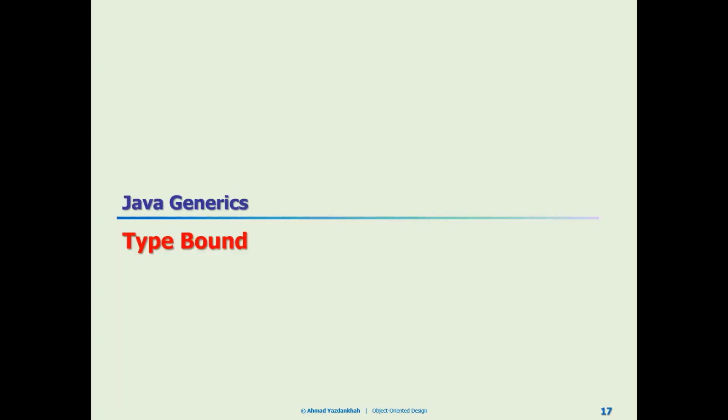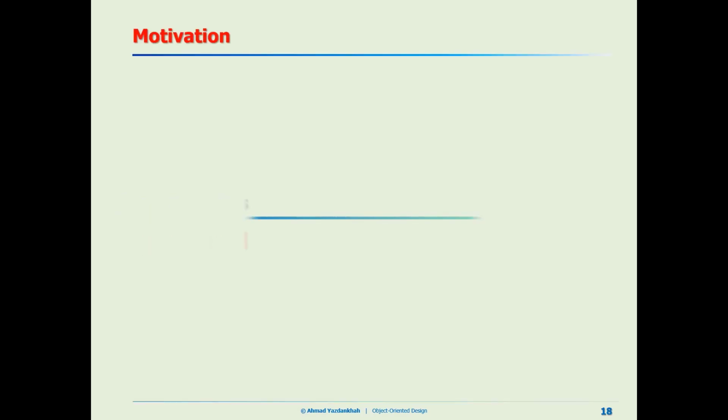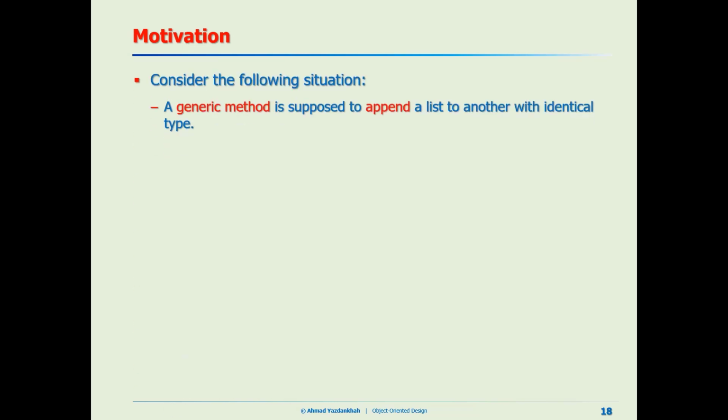We continue talking about Java generics, and in this section regarding the type bound, which is a very important part of Java generics and very confusing, let's say. So let me give you some motivation for why we should talk about this type bound. Okay, we are gonna write the code.